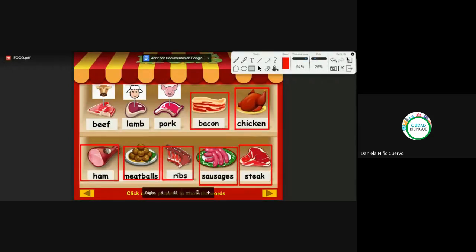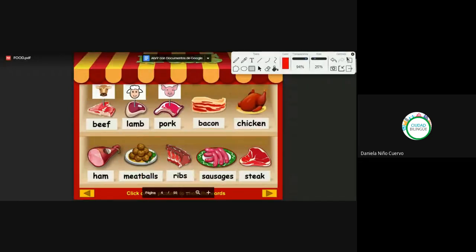So, questions about this? Remember, bacon, tocino, pollo, yes? You have questions? Teacher, I have a question. Yes. What are the meatballs in Spanish? Which word? Meatball. So, meat, carne. Yes? Balls, bolitas. So, vendrían siendo albóndigas. Yes? Unas bolitas de carne. Meatballs. Thank you. You are welcome.